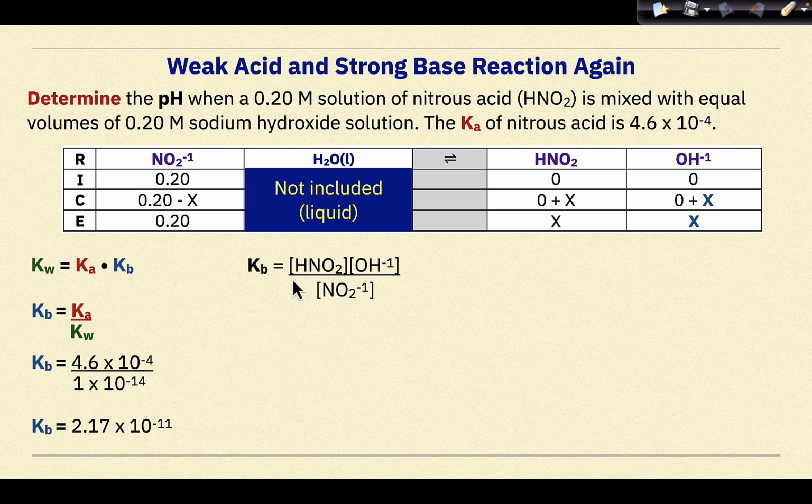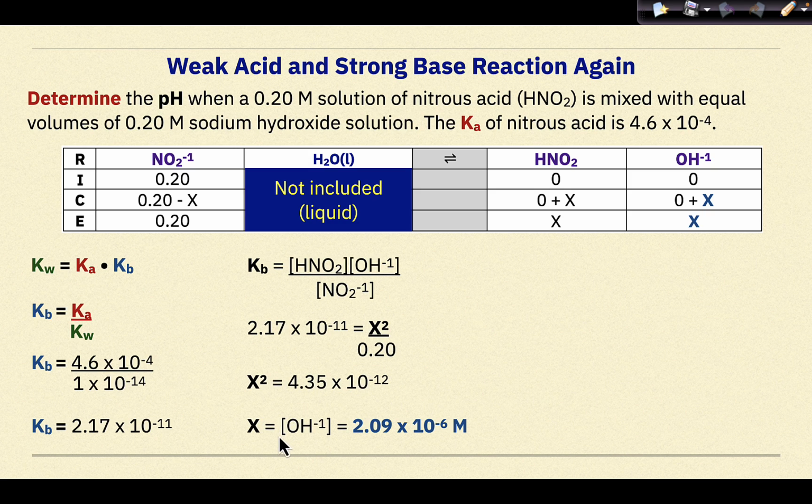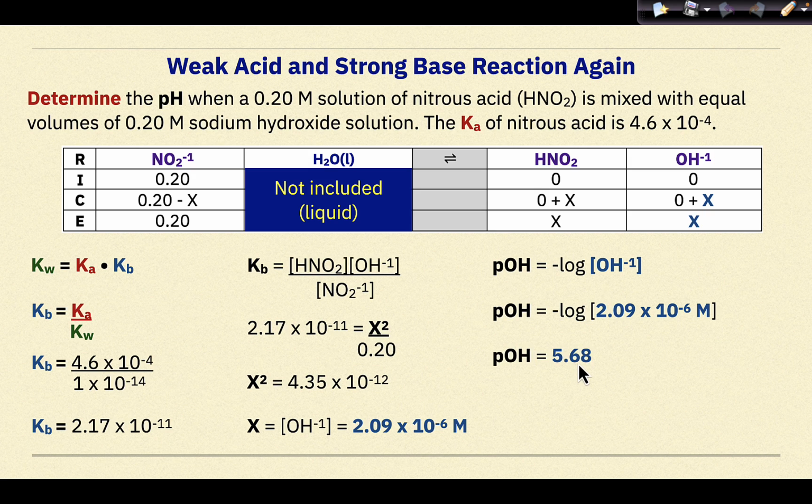Using the equilibrium expression for Kb, we will substitute the values into the equation from the RICE table. We'll multiply 2.17 times 10 to the negative 11 by 0.20 to solve for x squared. We'll take the square root of this value and solve for x, where x is equal to the hydroxide ion concentration of 2.09 times 10 to the negative 6 molar. Then we'll use the pOH formula, where we'll substitute in our concentration for the hydroxide ions, and when we solve for pOH, we find the value to be 5.68.